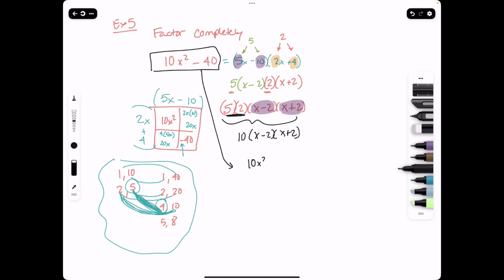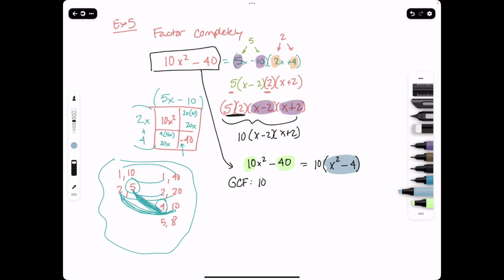If I have 10x squared minus 40, please see right away 10 and 40 have a common factor. Always try to factor out any common factors first. The GCF is 10. Both terms can be divided by 10. So I need to factor out the 10. So I can say it equals 10 times x squared minus 4. Now it should look super simple.